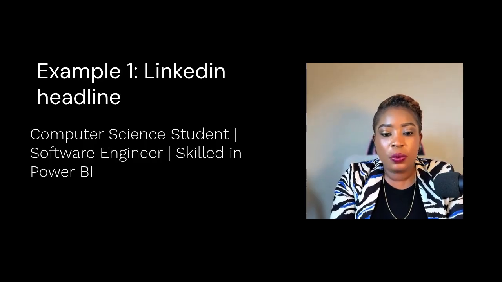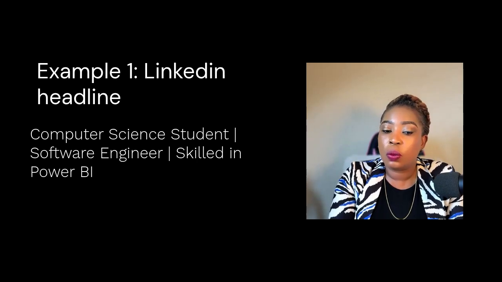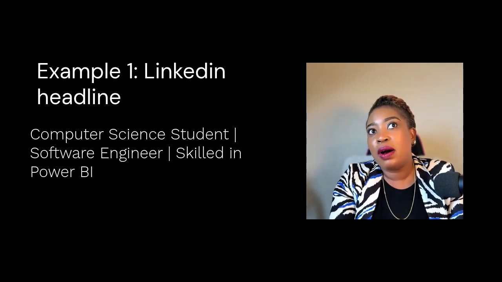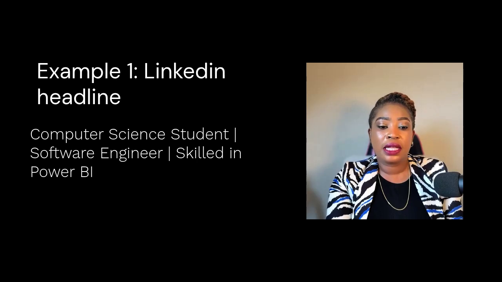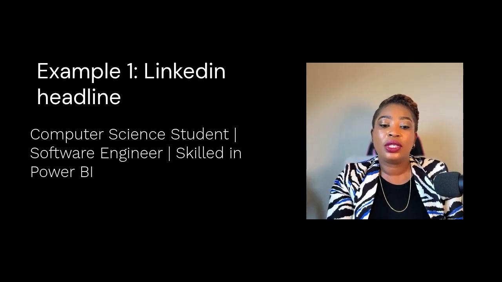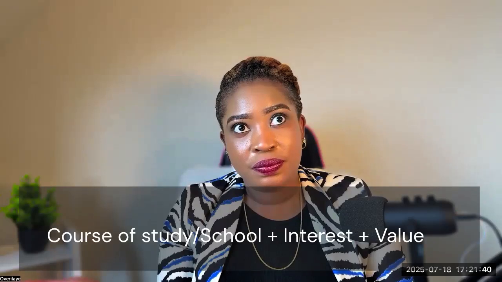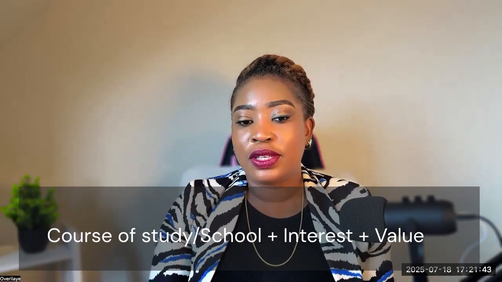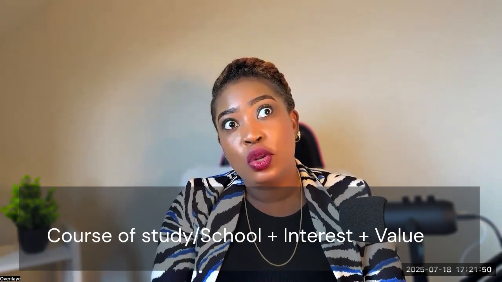I have some examples I'm going to share with you that can help you also create a well optimized headline. So for instance, I am in school studying computer science and I want to be a software engineer when I finish, and I am skilled in Power BI. That's my skill, my value. So my headline on LinkedIn will read something like this: computer science student slash aspiring software engineer slash skilled in Power BI. It's that simple. So I have my school, my course of study, I have my interest, and I have my value. So these 3 things, add them together to make your LinkedIn headline.